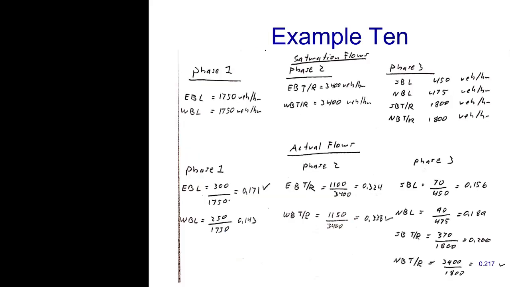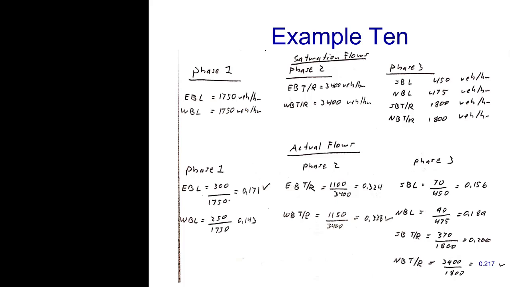Example 10. You have saturation flows, which would be provided for you, for a 3-phase. Phase 1: eastbound left is 1750, westbound left is 1750. Phase 2 saturation: eastbound through and right, westbound through and right, 3,400 vehicles per hour. Phase 3: southbound left 450, northbound left 475, southbound through and right 1,800, northbound through and right 1,800. The actual flows you can see there as well for phase 1, phase 2, and phase 3.